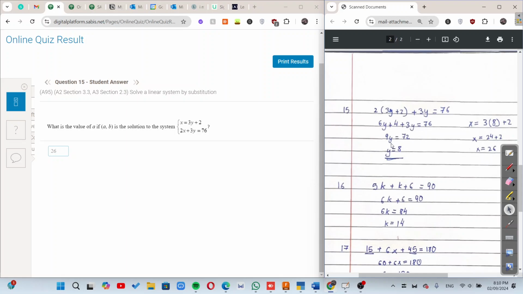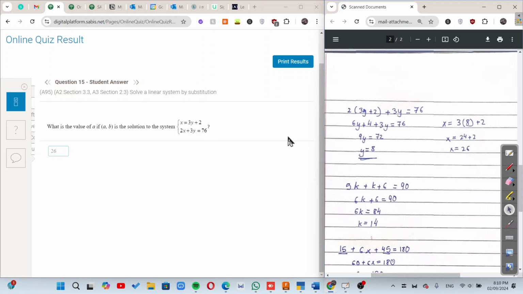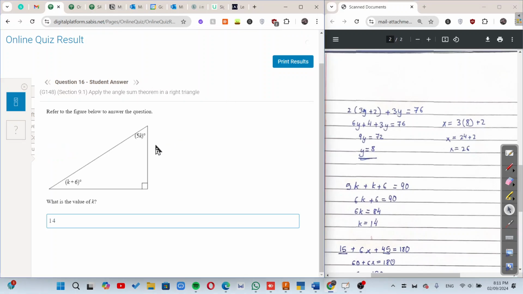y equals 8. Now some people are going to just stop at that and put y as the answer. But be careful, they didn't ask you for y, they asked you for a, which is x. So now you need to substitute 8 in your original equation. So x equals 3 times 8, which is 24, plus 2. So 24 plus 2, you get your answer to be 26. Now moving on to the next question.